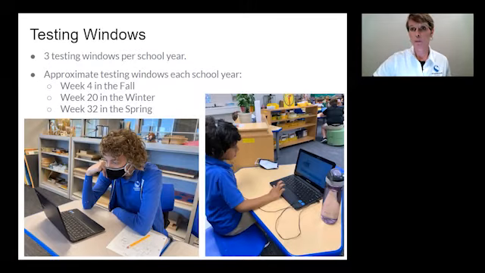The assessment for first year has audio support. So you see the picture of the student on the right has headphones. As they get more proficient with their reading, they're able to do the assessments without the audio support.